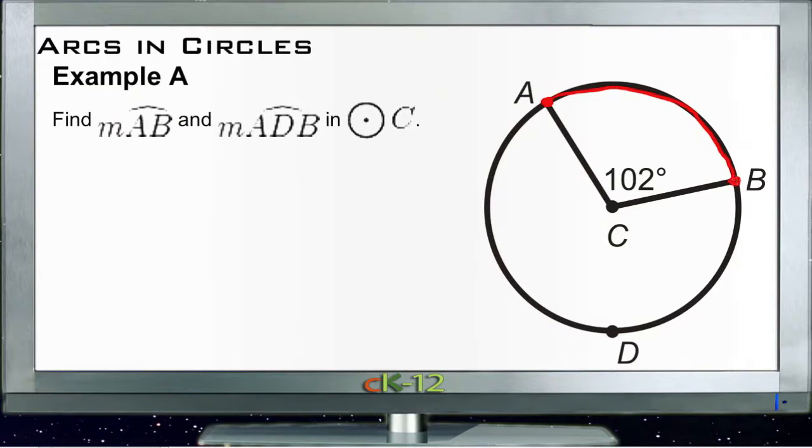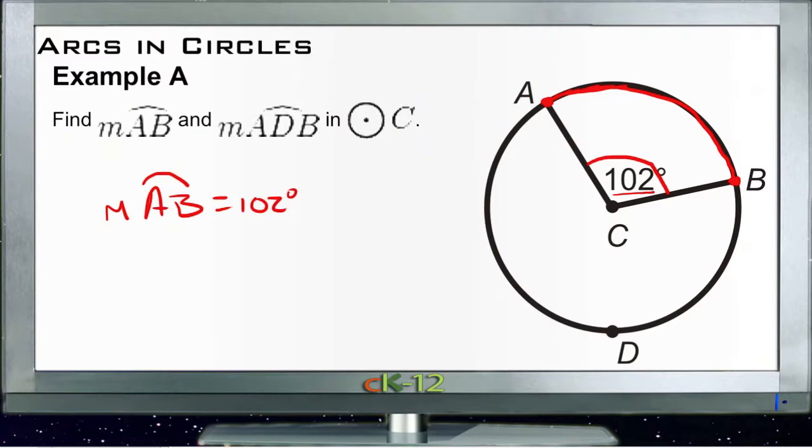And based on our definition of an arc, we know that this arc out here on the outside of the circle is going to be equal in measurement to the central angle that formed it. So if this central angle right here is 102 degrees, then the measure of arc AB is also going to be 102 degrees. So that one's pretty easy.